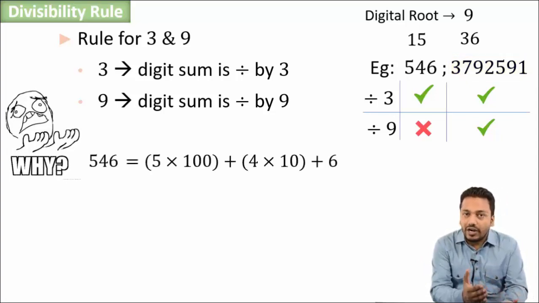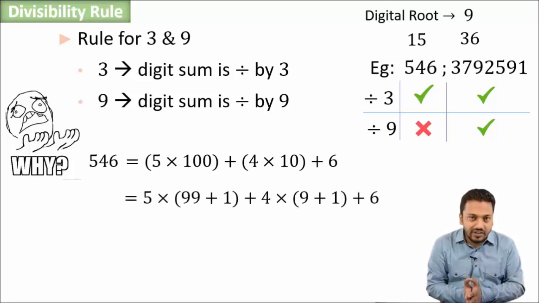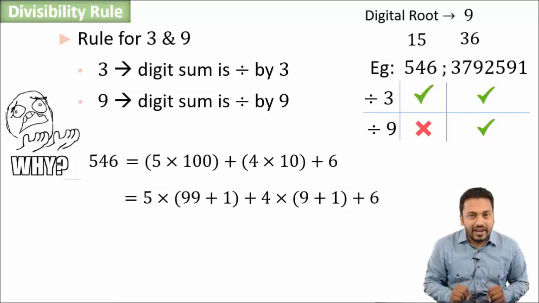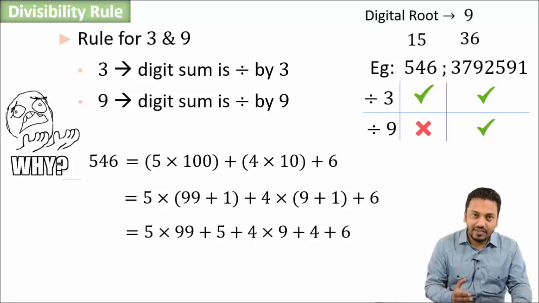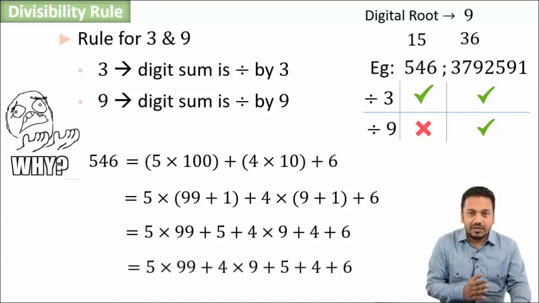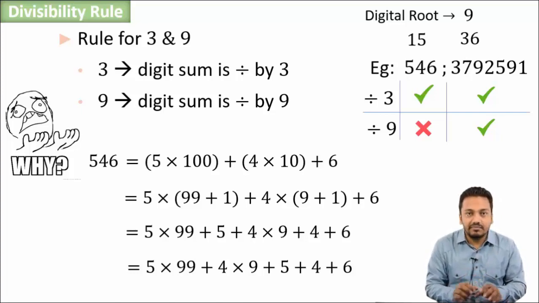546 is 5 into 100 plus 4 into 10 plus 6. I have just expanded 546. Now this could be written as 5 into 99 plus 1. 100 is 99 plus 1. Plus 4 into 9 plus 1 plus 6. Open these brackets and this could be written as 5 into 99 plus 5 plus 4 into 9 plus 4 plus 6. This is nothing but 5 into 99 plus 4 into 9 plus 5 plus 4 plus 6. I have just rearranged them.